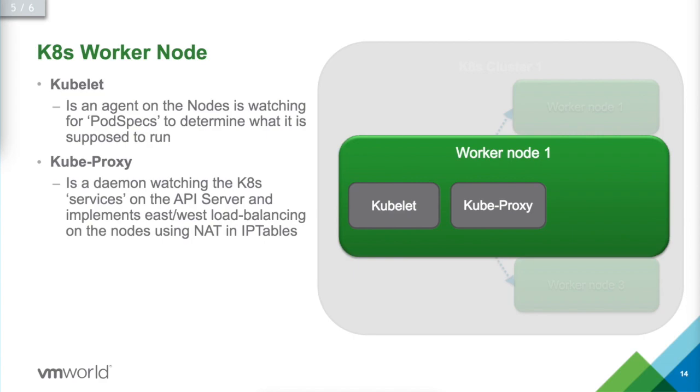Kubeproxy is the second component of worker node. Kubeproxy is a daemon watching the Kubernetes service object on the API server and implements east-west load balancing on the worker node using IP tables, leveraging NAT and filtering capabilities. Kubeproxy is somehow assimilated to the network component of Kubernetes and only lives in the worker node. It is a critical component for pod-to-pod or external-to-pod communications.